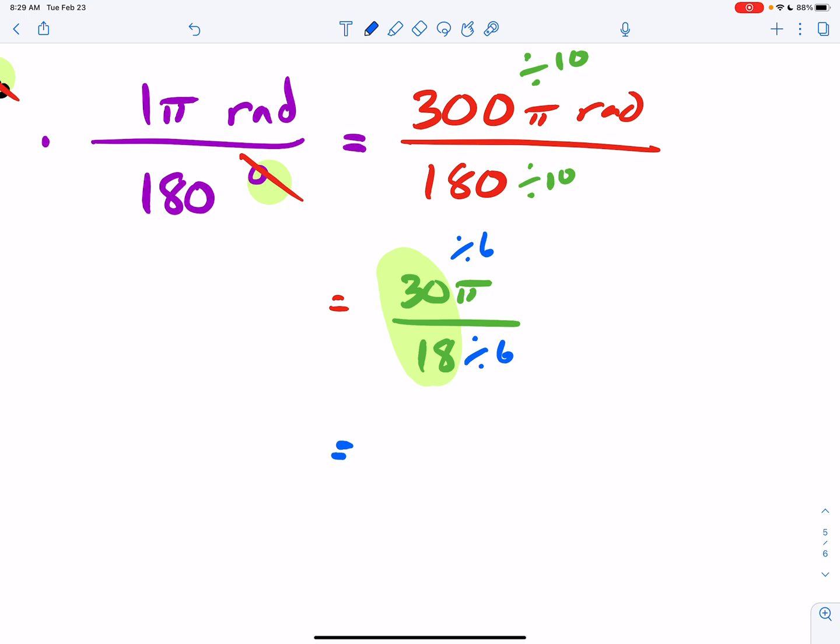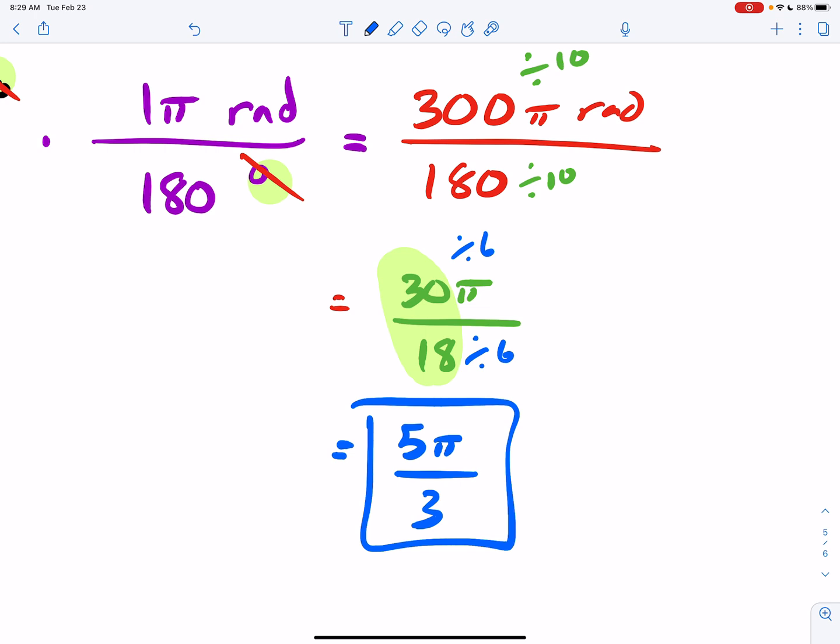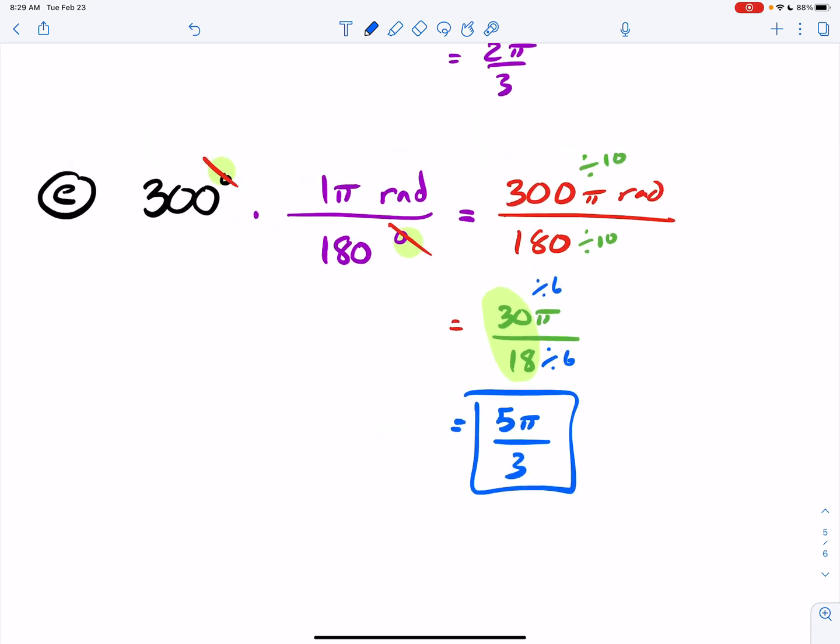Okay, 30 divided by 6 is 5. 18 divided by 6 is 3. Okay, can I keep reducing? Okay, 5 and 3, there are no common factors there, so I know that I've reduced it all the way. So you could put radians there if you want, but most people do not. All right, so 5 pi over 3 is the same thing as 300 degrees.